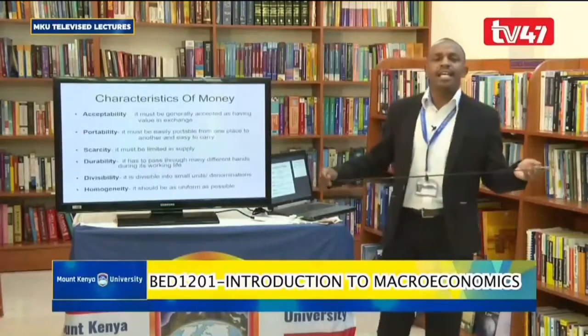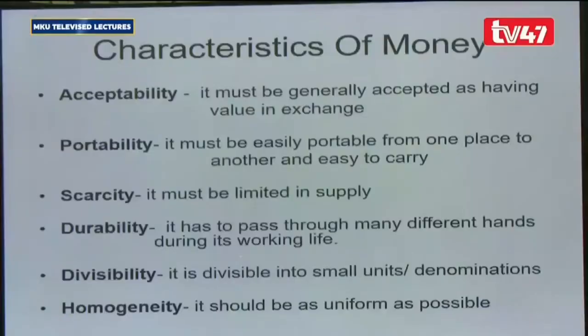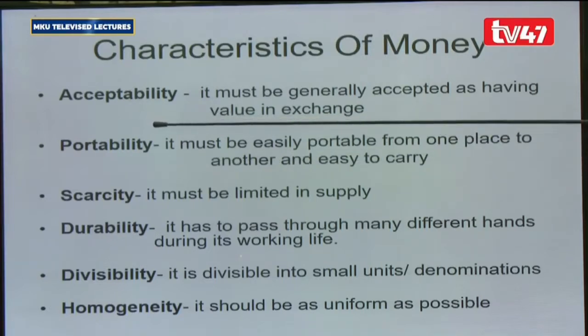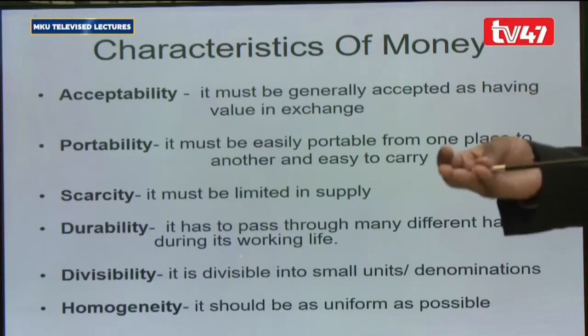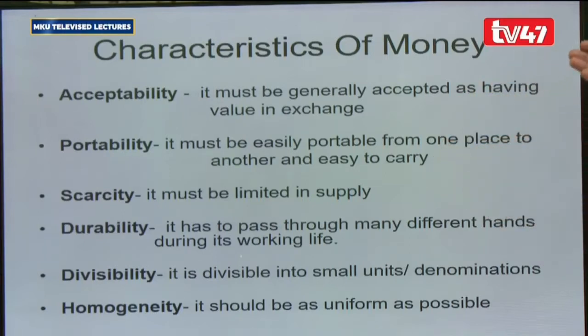For money to be legal tender, and for the functions that we have mentioned to be effective, there must be universally accepted characteristics of money. Why is it acceptable to all of us? Characteristic number one is it must be acceptable. It must be generally accepted as having value in exchange. That is why when you go to a shop with a 1,000 Kenyan shillings note, there is no excuse. When you give that amount of money, you will get value for that transaction.